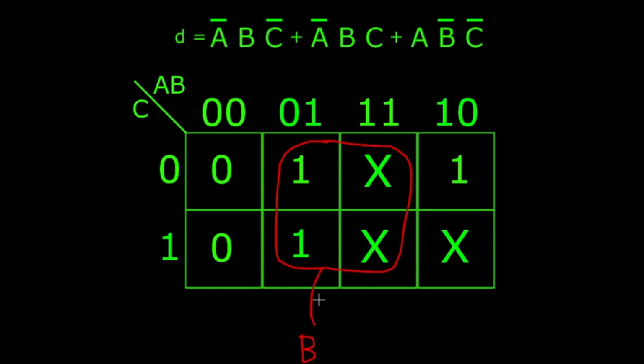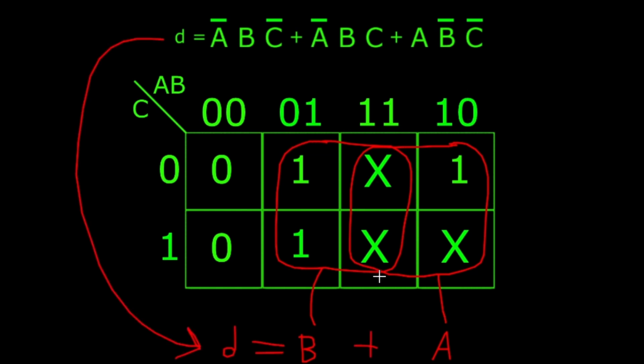We're going to call this group B, because in all of these cells, B is equal to 1, regardless of the values of A and C. And to get our final one into a group, we'll do the same thing, but with these 4 cells. And we're going to call this group A, because in all 4 of these cells, A is equal to 1, regardless of the values B and C. And because now we have all of our 1s in a circle, we're done with this Kmap, and we could say that D is equal to B or A.